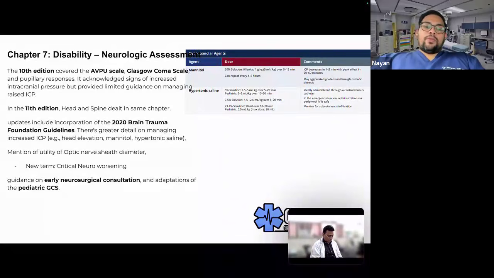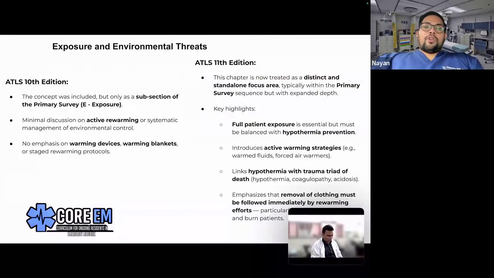So the new term, critical neuro worsening, was added, and there is a mention of optic nerve sheath diameter for patients with raised ICP. And there is early neurosurgical consultation, and adaptations of the pediatric GCS are mentioned. So that's there.